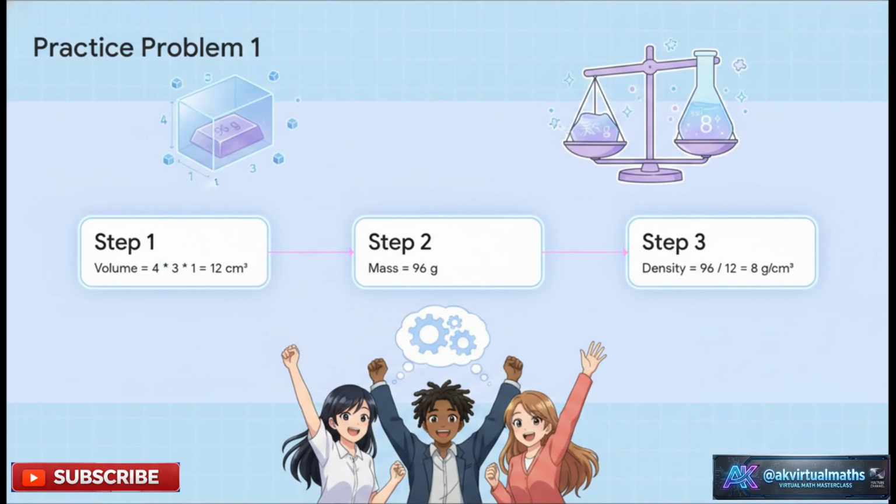Step 1, we find the volume by multiplying 4 by 3 by 1, giving us 12 cubic centimeters. Step 2, our mass is 96 grams. Step 3, we plug it into our formula. Density equals 96 divided by 12. Brilliant job if you got 8 grams per cubic centimeter. See how easy it is when we break it down step by step?